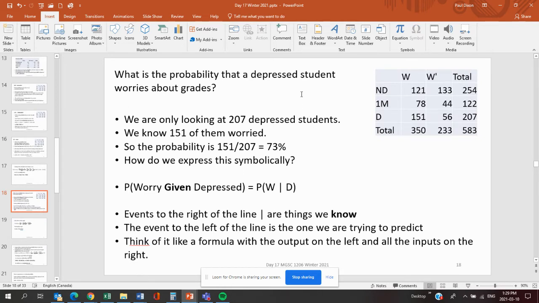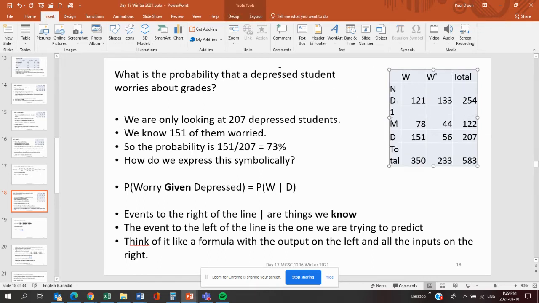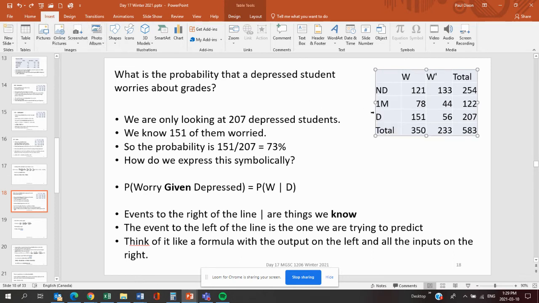We're now moving into the ones that are tricky. What's the chance that a depressed student worries about grades? Now, it's important that I'm looking only at depressed students. I'm only looking at that row. I'm not looking at anybody else. We know 151 of them are worried. So this probability is 151 out of 207, or 73%.